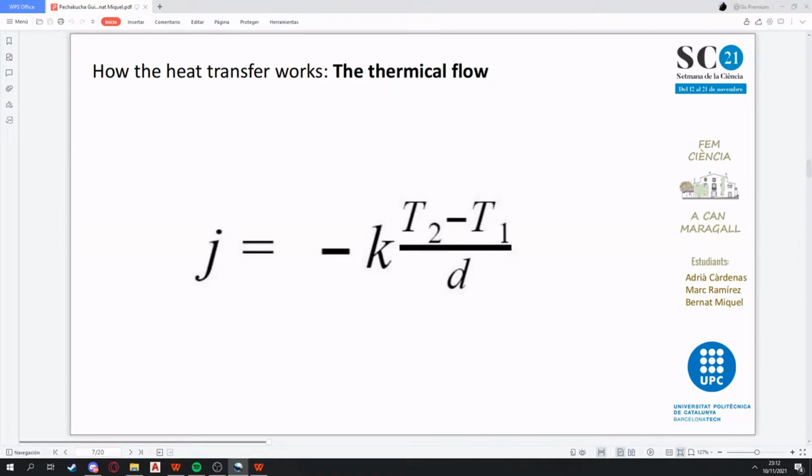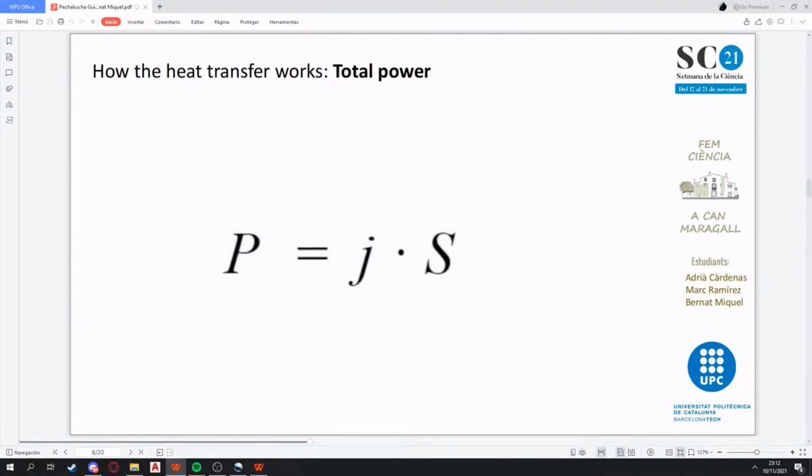Once we have the thermal flow, we are able to calculate two things that help us understand the heat transfer process. The first one is the total power, expressed by the letter P, that increases or decreases depending on the thermal flow. To calculate this power, we multiply the thermal flow by the surface affected by the heat, as seen in the following formula. The second thing we can calculate is the energy consumption over a determined interval of time, which means that the formula is the total power multiplied by the time interval.